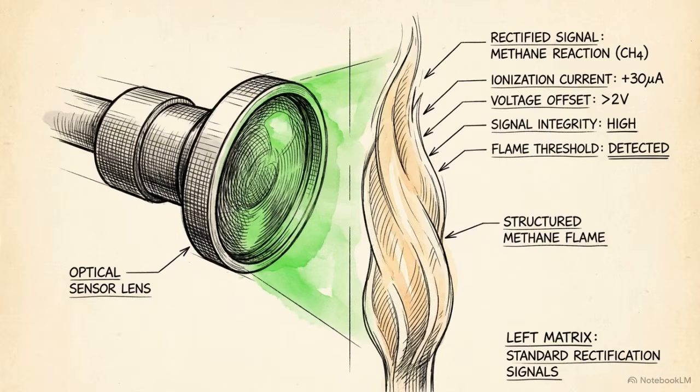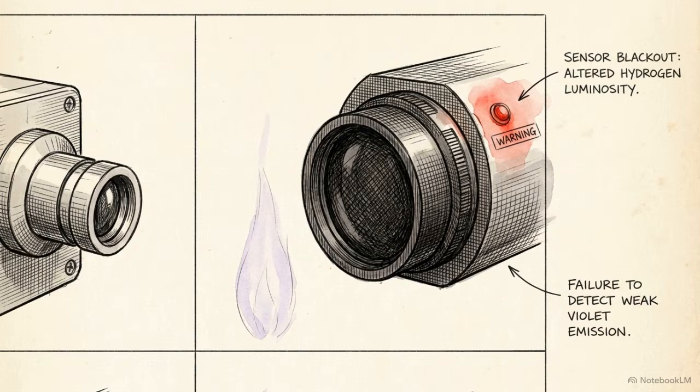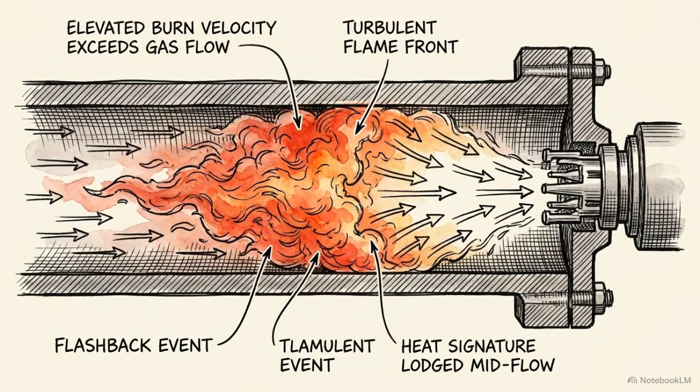This comparison matrix highlights the resulting problem. Standard optical flame detectors rely on specific rectification signals. They easily read a standard methane flame, but they are blinded, failing to register the altered luminosity of a hydrogen-enriched fire. More critical than the sensor blackout is the mechanical danger. High flame speeds create an elevated propensity for flashback.